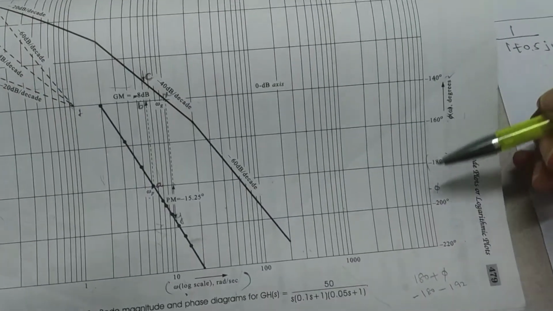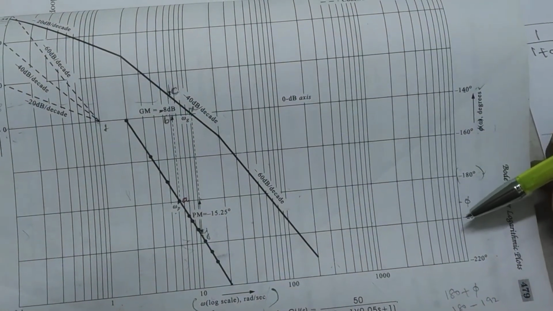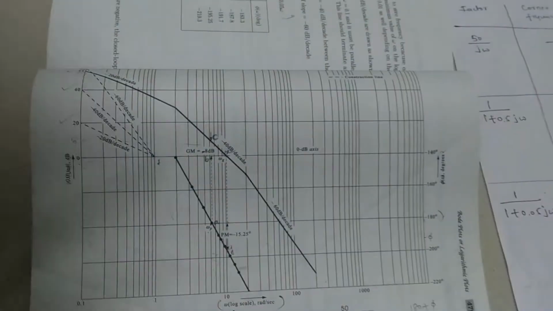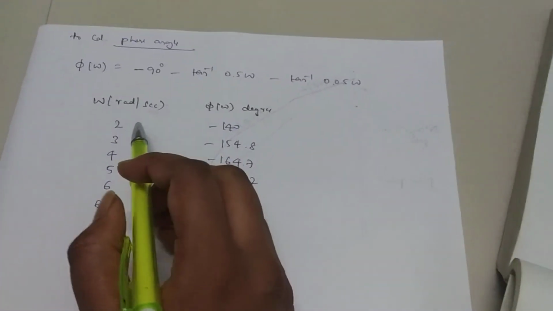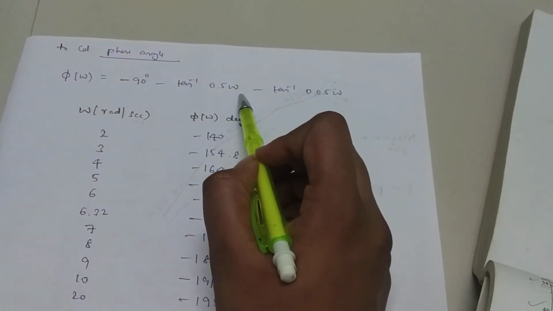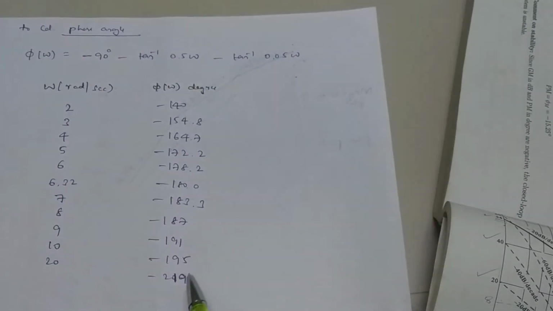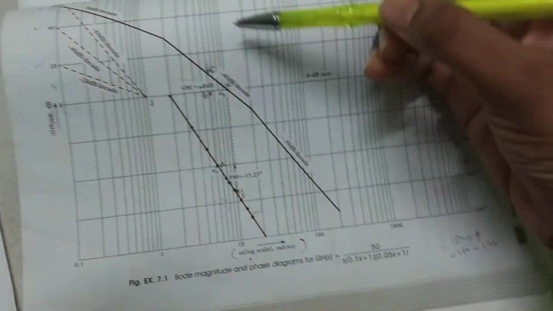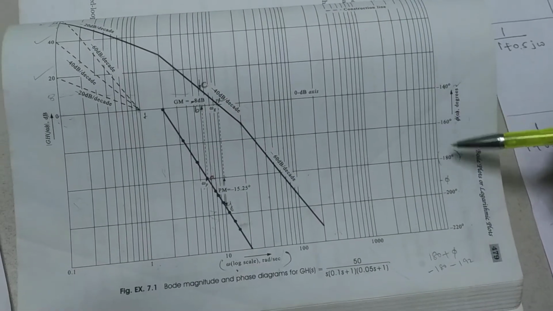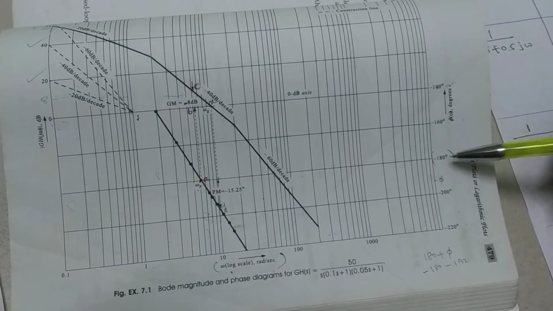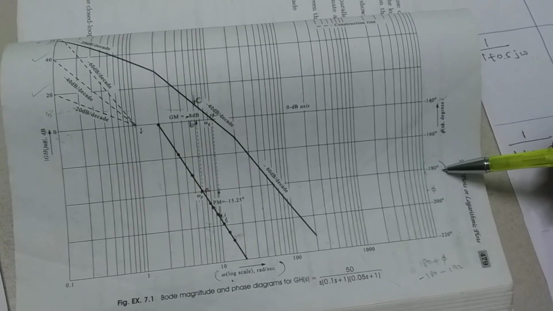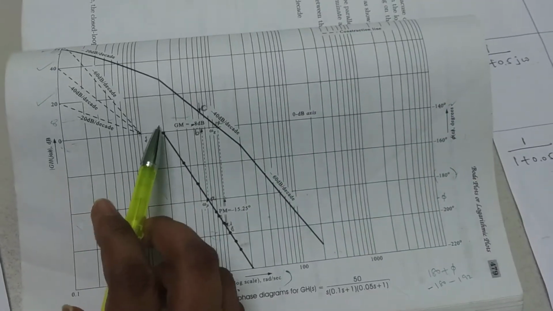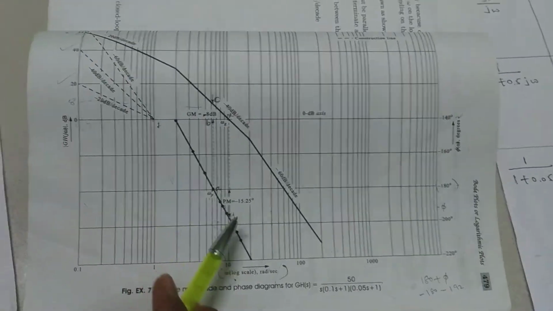Similarly, we have to plot the phase angle. For the phase angle, we find the values by substituting omega as 2, 3, 4, 5 and till 20, and we get phase angles such as minus 142, minus 219. Which we have taken here from the origin value, that is minus 180 degree for the phase angle. So we plot the phase angle using the given values.